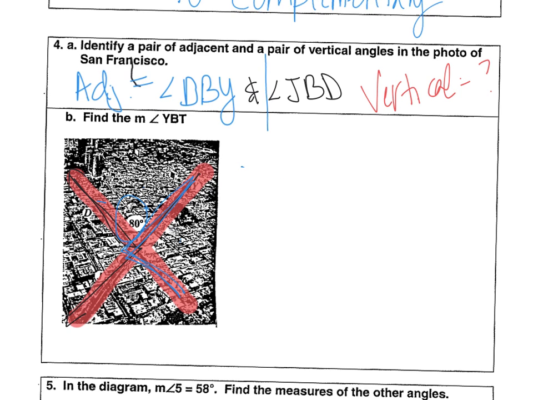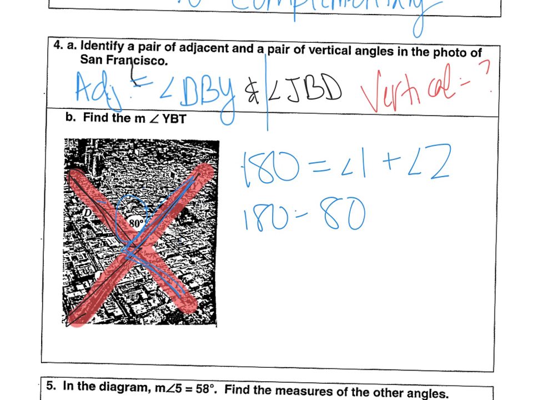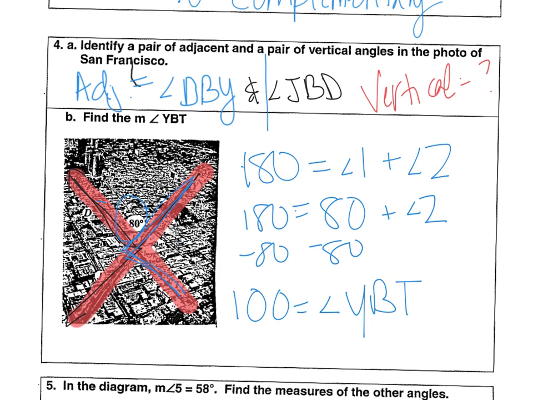Okay. So 180 degrees is equal to the measure of angle 1 plus the measure of angle 2. We know that angle 1 is 80 degrees, but we don't know the measure of angle 2. How would we solve for angle 2? Think about your algebra. So you're going to subtract 80. And you're going to get 100 degrees equals angle 2, or angle YBT.